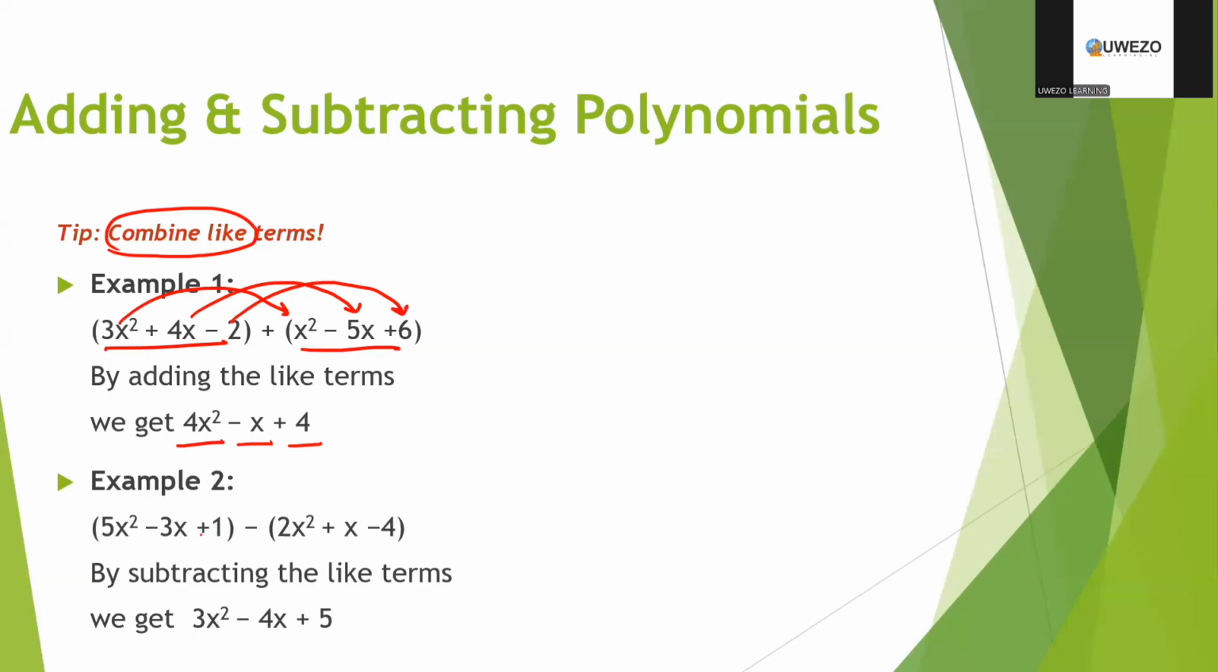Similarly, we could also subtract the polynomials. 5x squared minus 2x squared would be 3x squared. Negative 3x minus x would be negative 4x. Be careful when you have negative. So positive 1 minus negative 4 would be positive 5. This is how we add and subtract polynomials in an easy way.